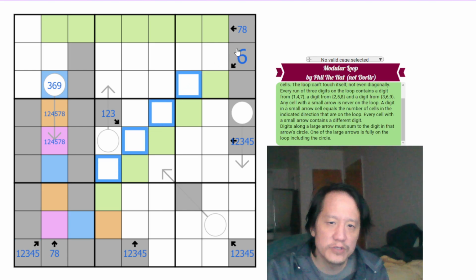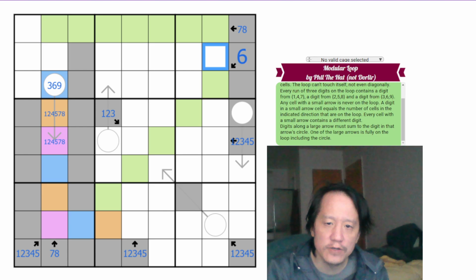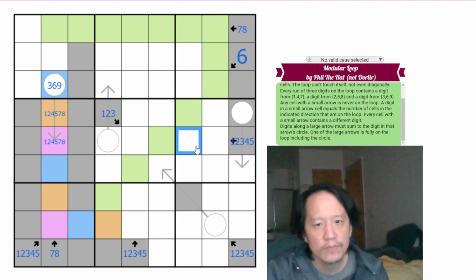I guess that could be something like that, 5. This has to enter in from here, and then it goes to one of those two, goes to one of those two, goes to one of those two. So it exits out this way, which means it has to enter in. I guess it could still go that way.